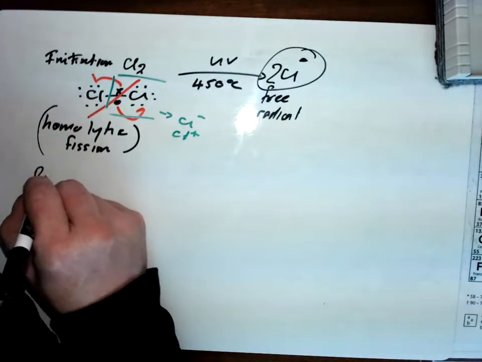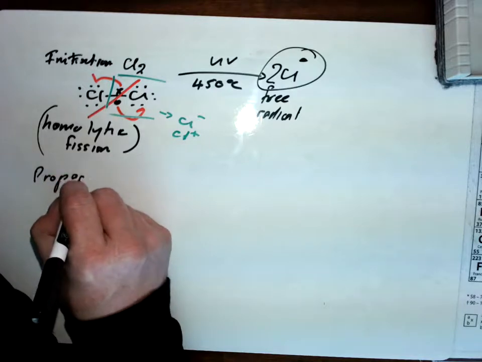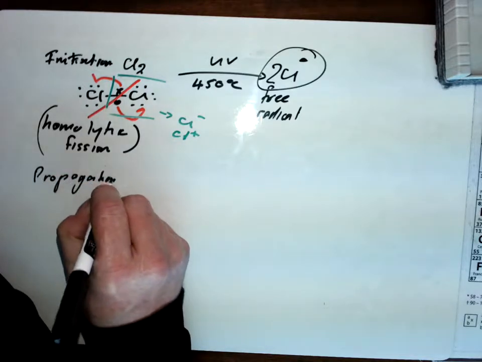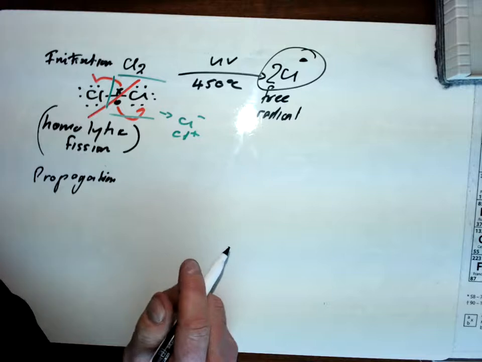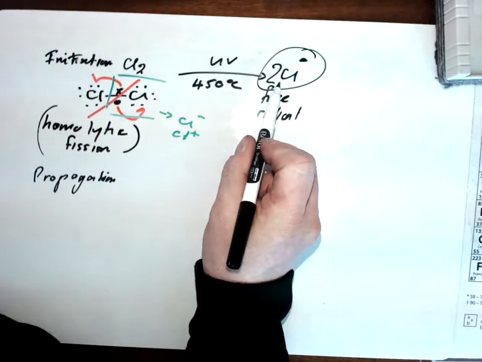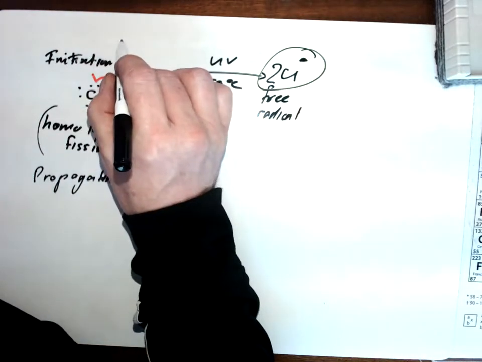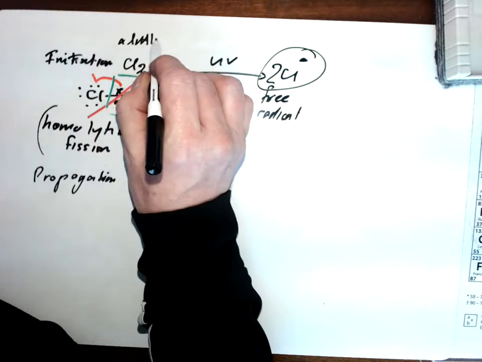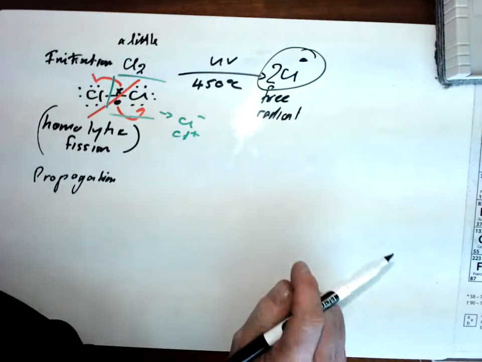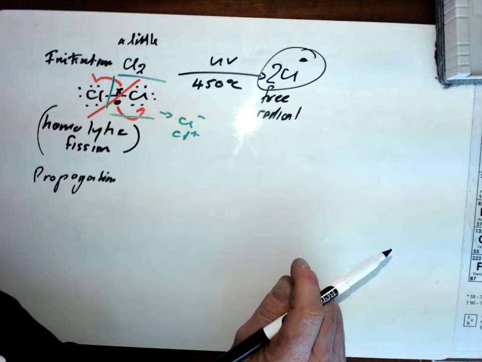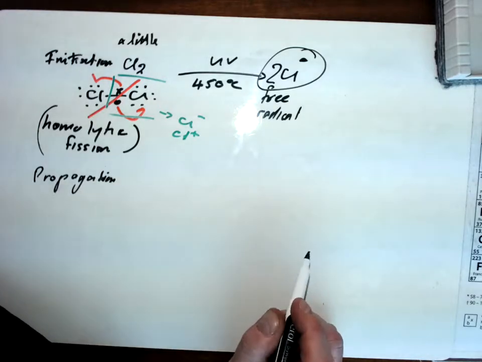The next step of the reaction is what we call propagation. And if you propagate something, you keep it going. So the chlorine radical made from up here, by the way, not all the chlorine, only a little bit of the chlorine is broken down, so there's still lots of chlorine in the reaction mixture for steps that happen later on.